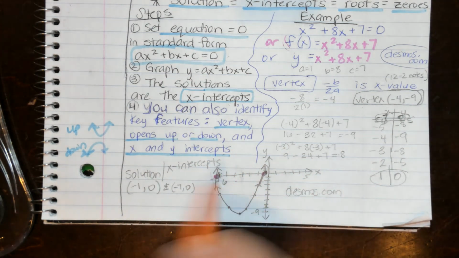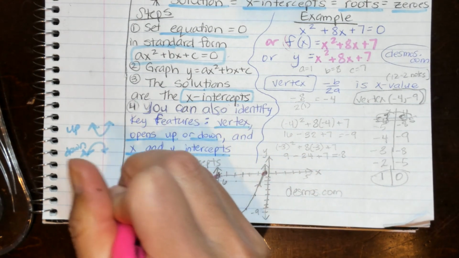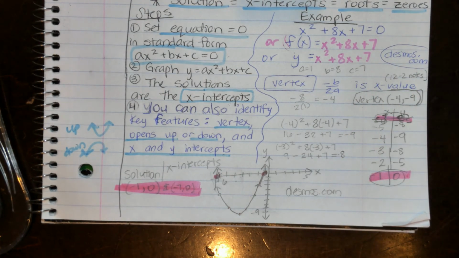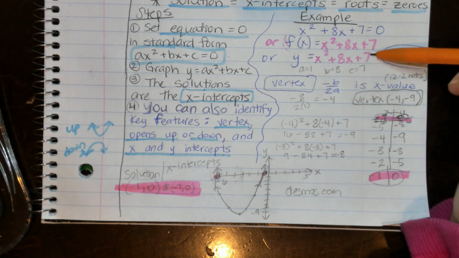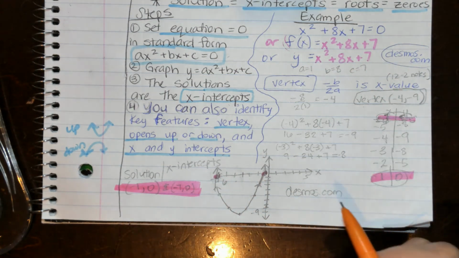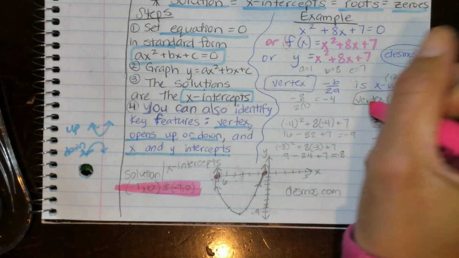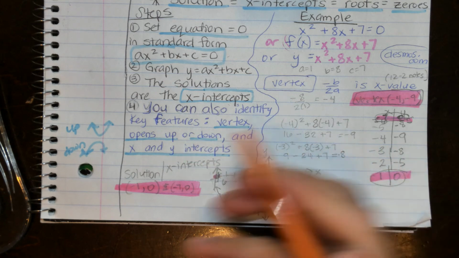And again, those are the places where the graph crosses through the x-axis. That one and that one. So again, if you're struggling, if you can't tell where it meets, just go to Desmos and graph y equals x squared plus 8x plus 7. That's not all of the key features though. I did want to show you, we've got the vertex. There's going to be a lot of things to find.